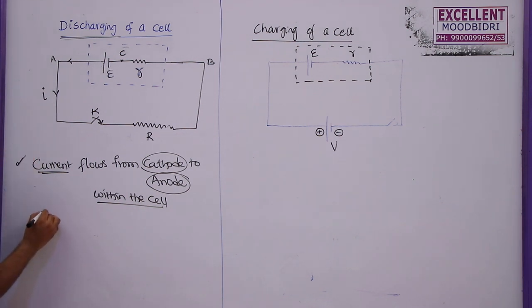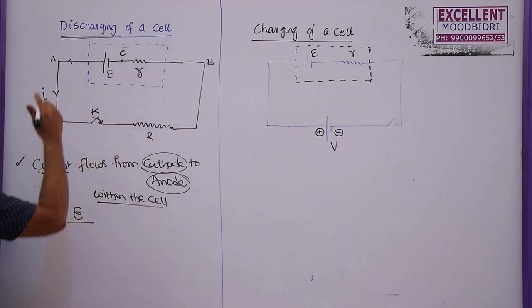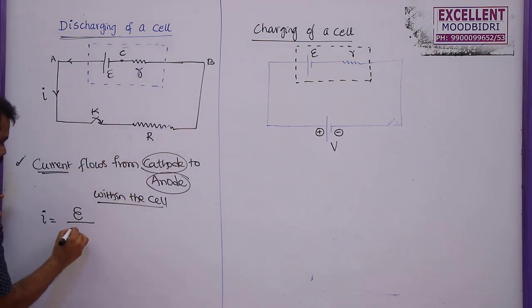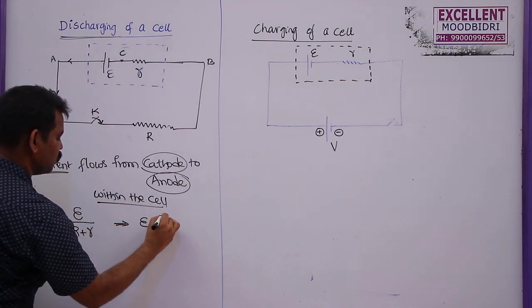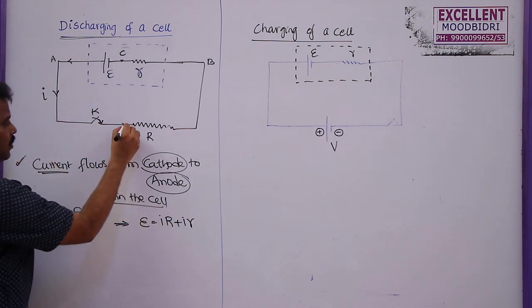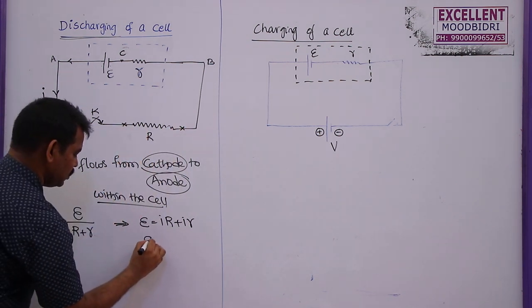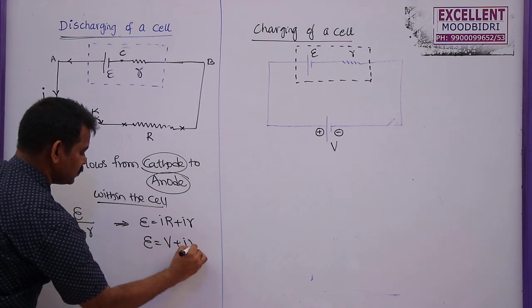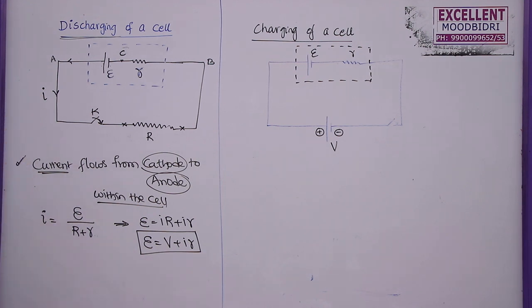Now how to find out the current through this circuit here? I is given by total EMF by total resistance of this circuit. This is capital R plus small r. By cross multiplication we will get E is equal to I capital R plus I small r. This IR is the potential drop across the resistor. So we can write E is equal to V plus Ir. This is the expression to find out the EMF of a cell when it is discharging.